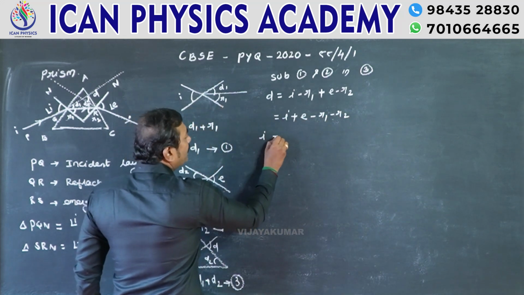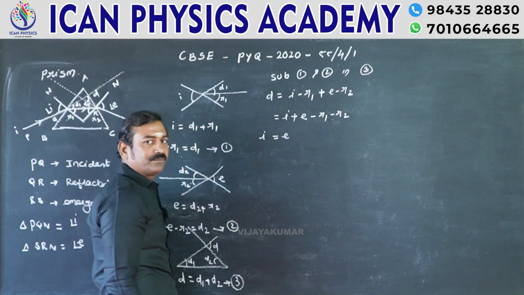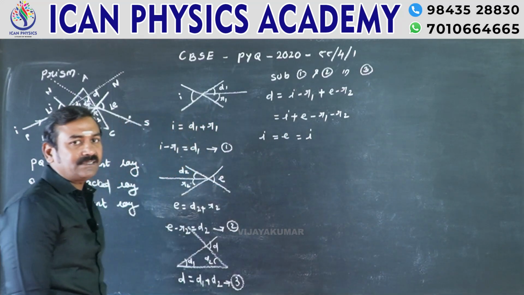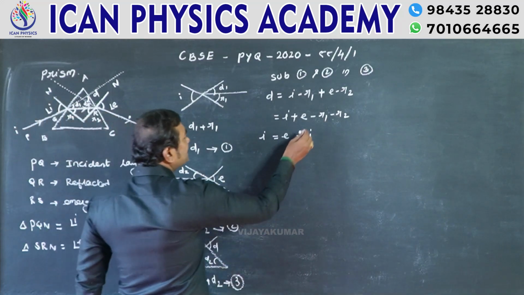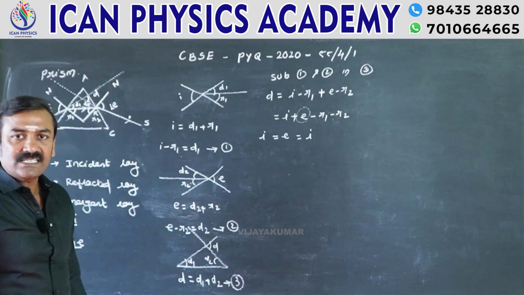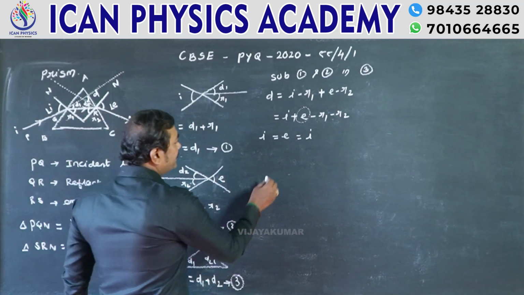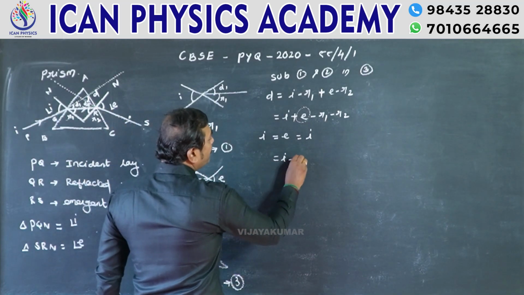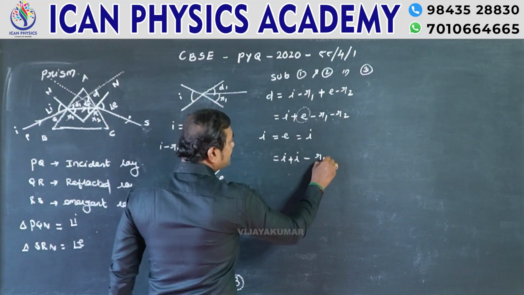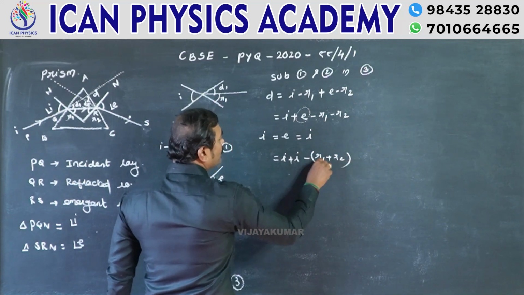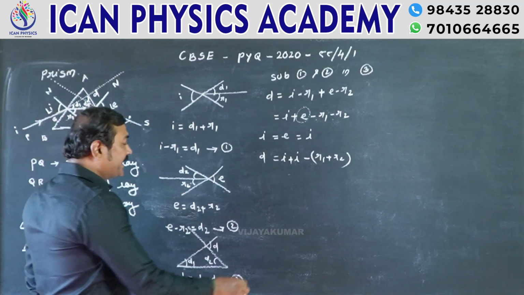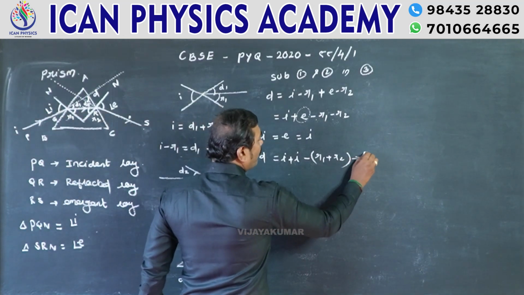The angle I equals the angle E. So instead of the angle of emergence, we can write I. So I plus I minus R1 minus R2, that is, I plus I minus (R1 plus R2), is equal to D. Now it can be taken as equation number 4.